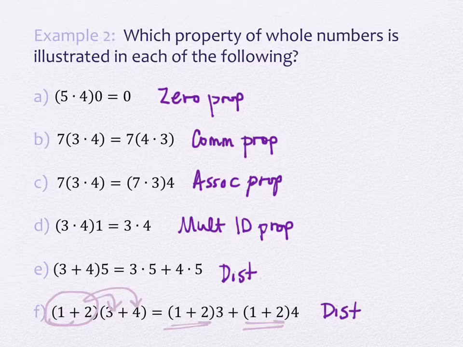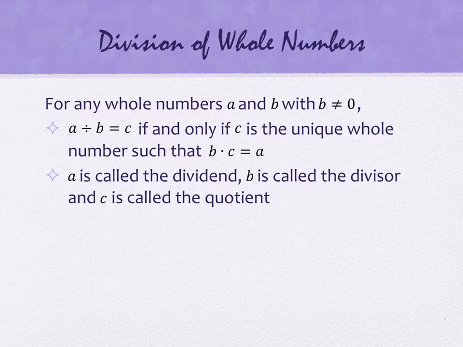Any questions on this before we go on to division? Okay, then. Division of whole numbers. For any whole numbers A and B, where B is not 0, A divided by B equals C if and only if C is the unique whole number such that B times C equals A. A is called the dividend, B is called the divisor, and C is called the quotient.